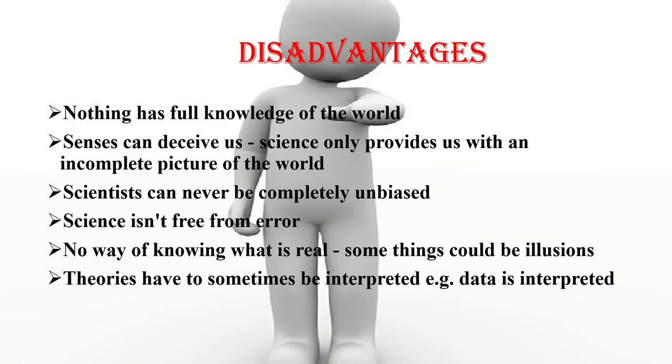And we know that it may also have some disadvantages. They are: nothing has full knowledge of the world. Senses can deceive us. Science only provides us with an incomplete picture of the world. Scientists can never be completely unbiased. Science is not free from error. No way of knowing what is real. Some things could be illusions. Theories have to sometimes be interpreted. Example, data is interpreted.